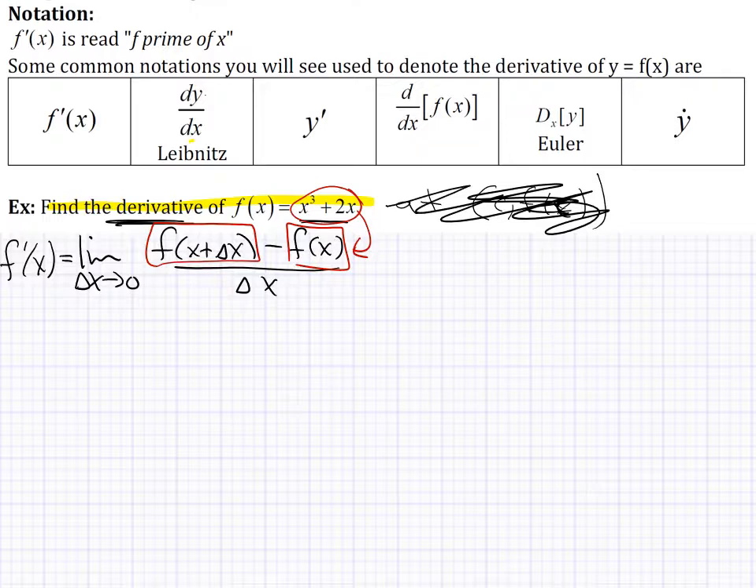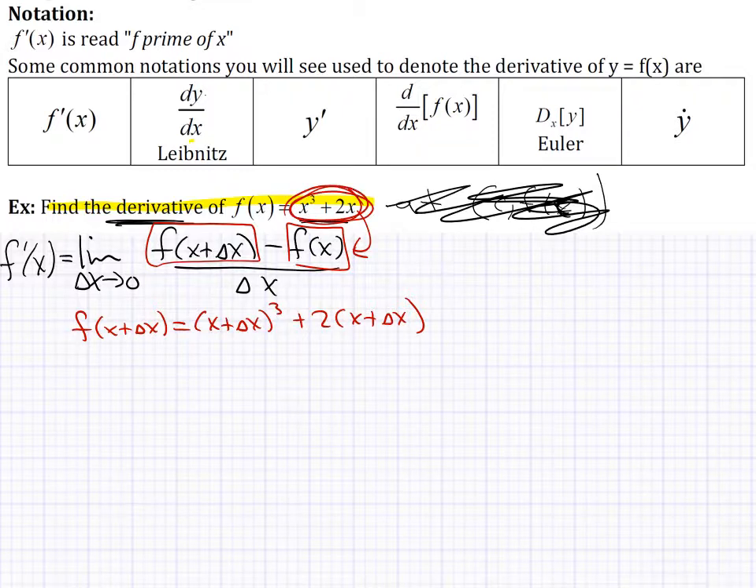So now we're just going to find f of x plus delta x. Well, it'll be x plus delta x cubed plus 2 times x plus delta x, because that's what the function tells me to do. Well, if I do x plus delta x cubed, I have to get x cubed plus 3x delta x squared. Oh, my mistake.